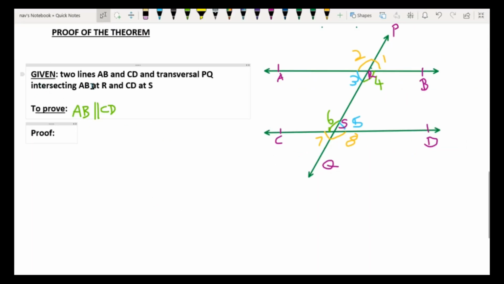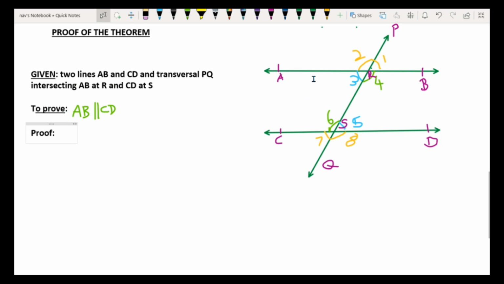So we have written the given information. And what you have to prove? You have to prove that AB is parallel to CD. We have to write this part also, the to-prove part. Okay. So let us look at the proof.